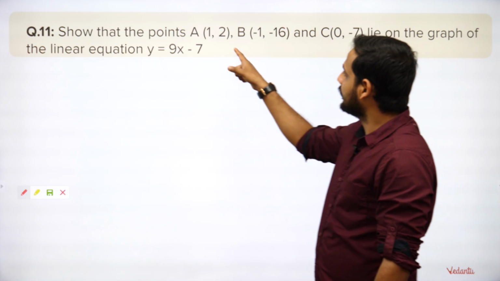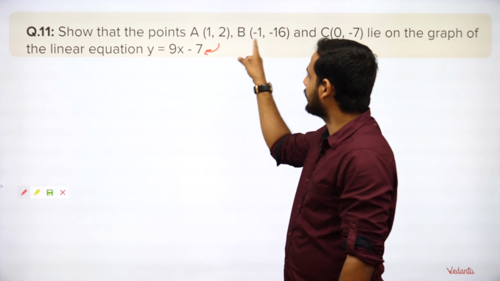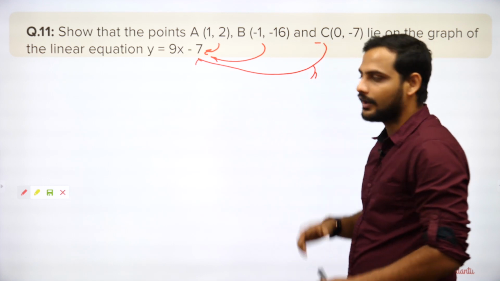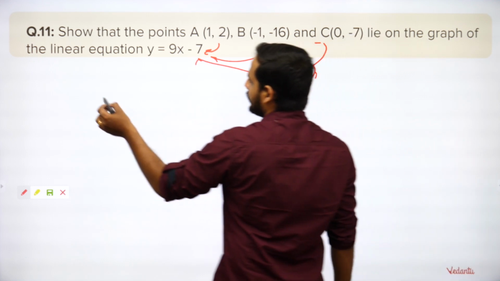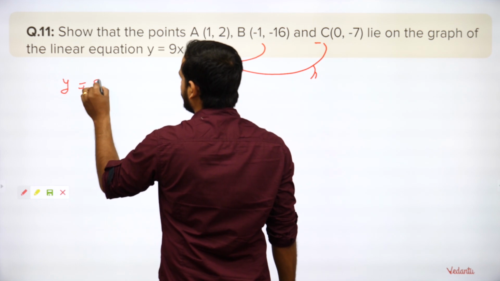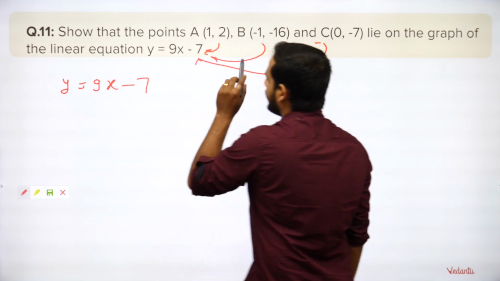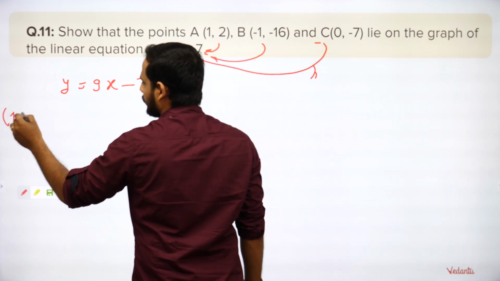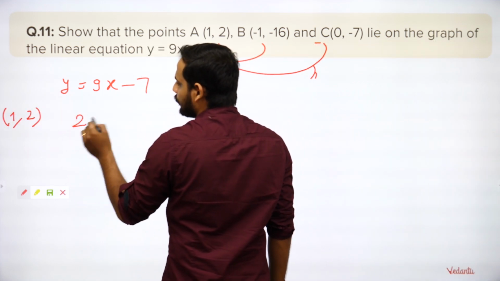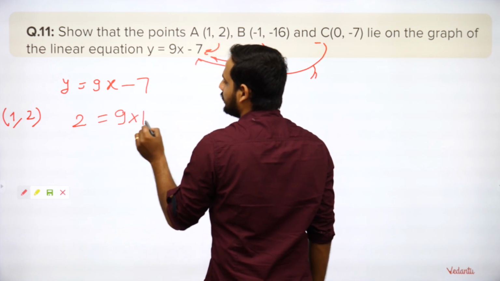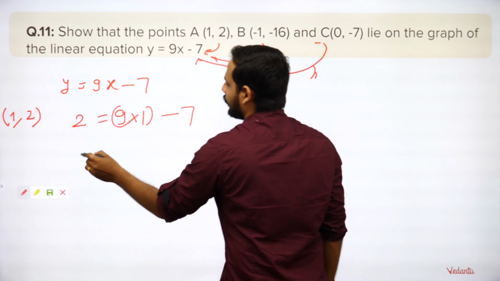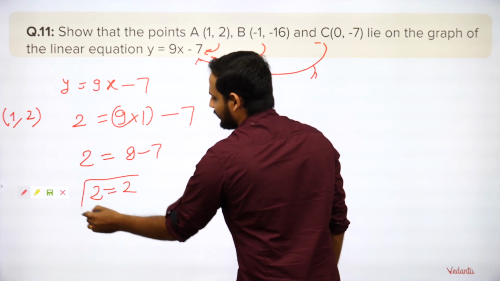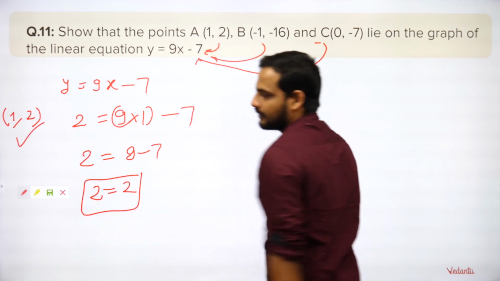Or, since these points will lie on this line if they all are satisfying this equation, let us see whether y = 9x - 7 is satisfied by all the 3 points or not. What is the first point? (1, 2). Let us put (1, 2). So y = 2 is equal to 9 into 1 minus 7. So you got 2 is equal to 9 minus 7. That means 2 is equal to 2. Yes, it is satisfying. So it is lying on that line.